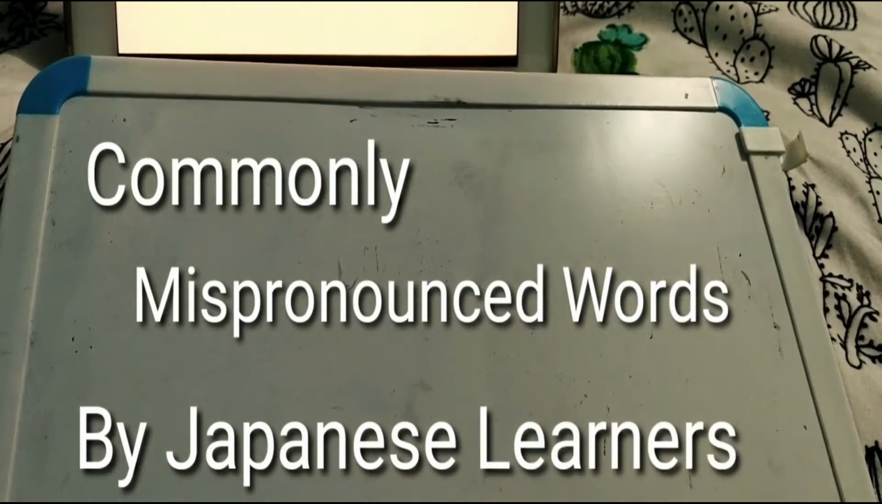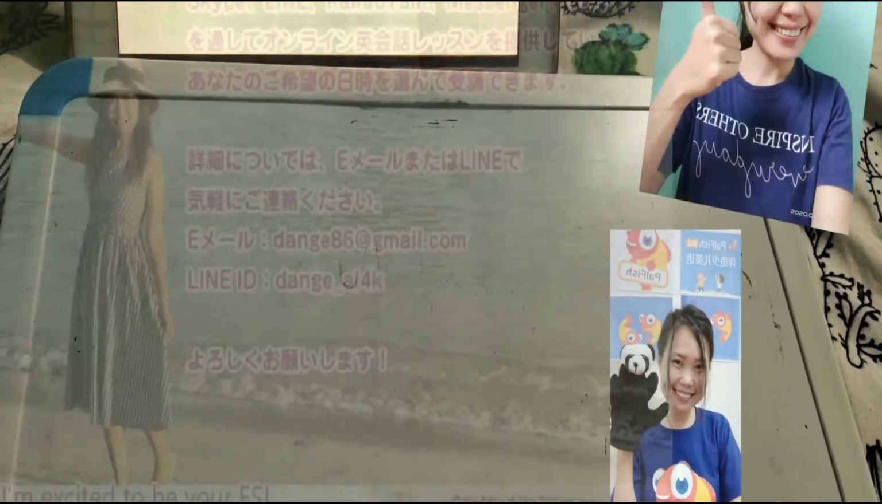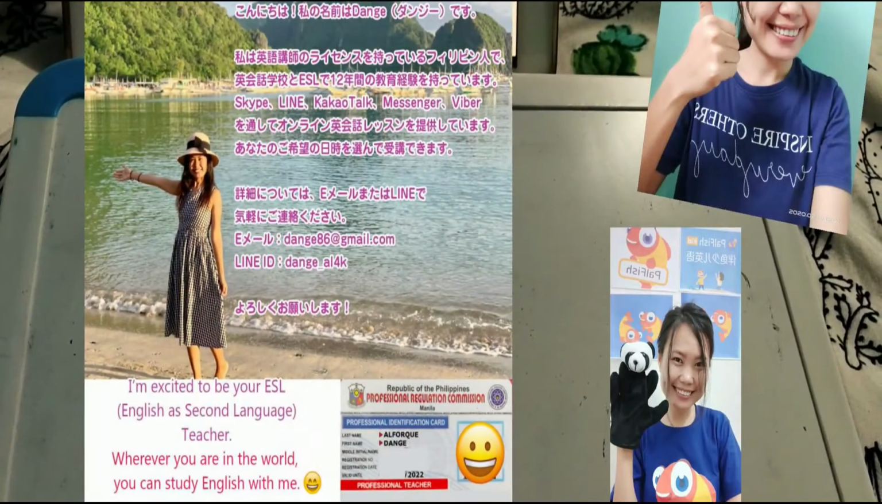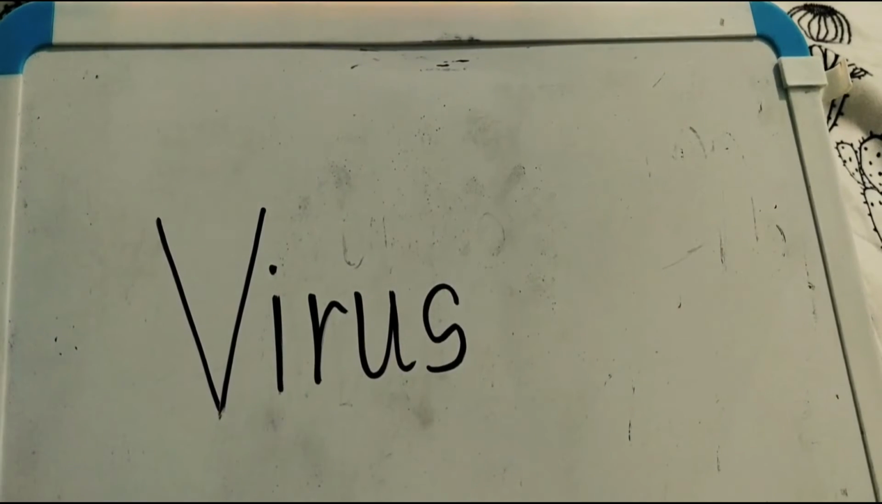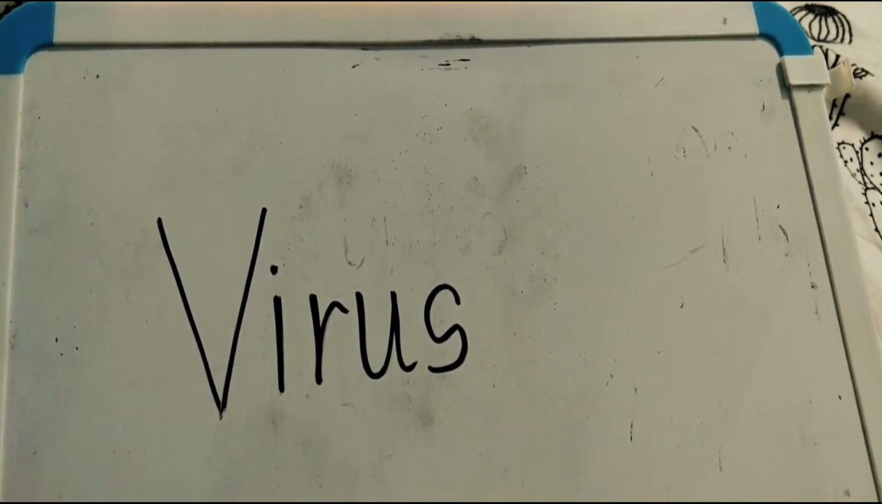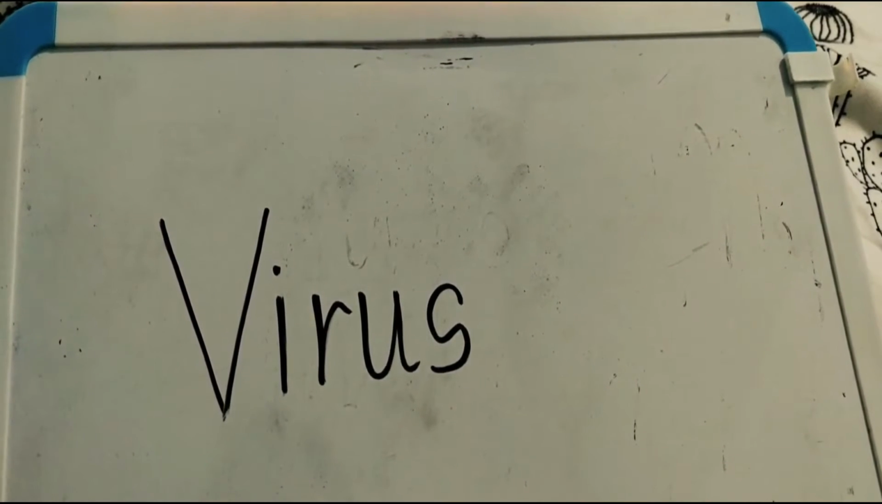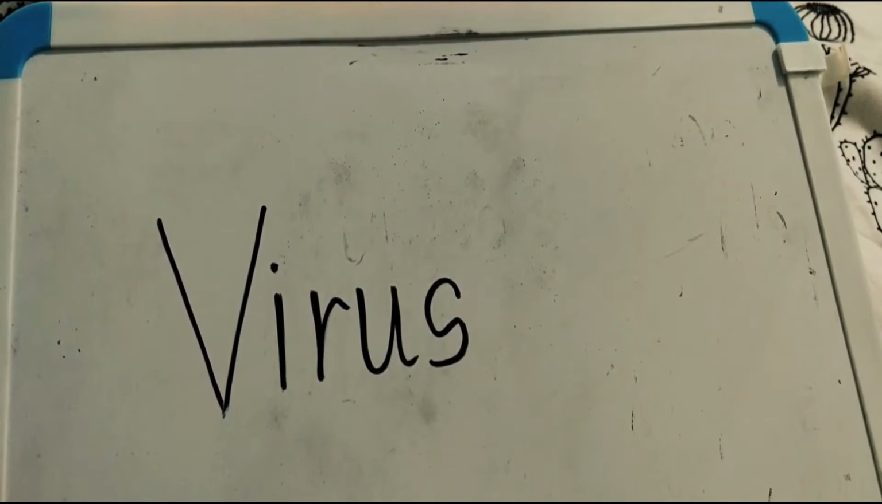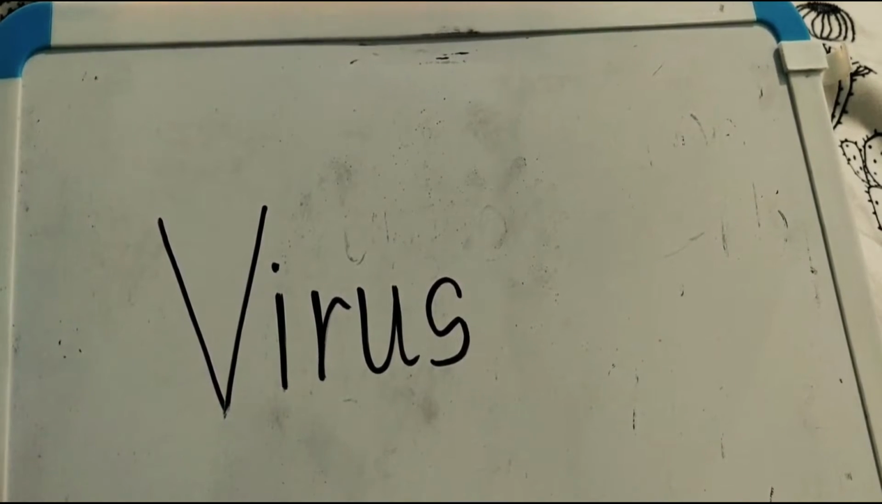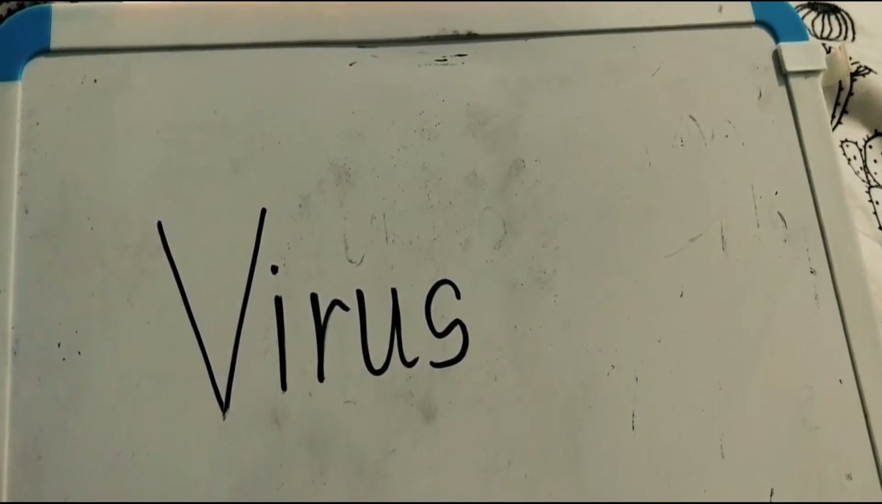Listen carefully to the proper pronunciation of the words and repeat after me. I'll be here to help you with your pronunciation. So, the first word is this. Okay, virus. Not virus. I can always hear students pronouncing this as virus, or they say coronavirus. So it's not virus, but it's virus. Repeat after me. Virus.